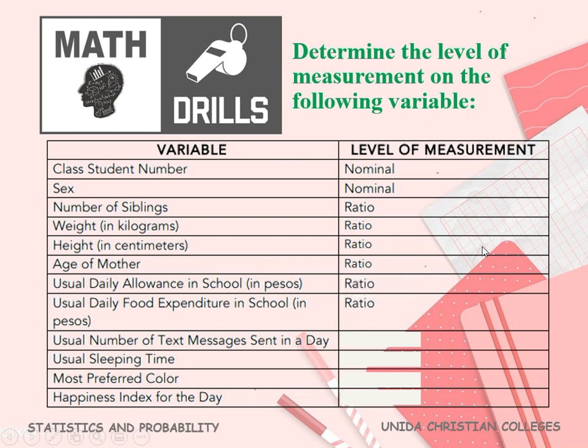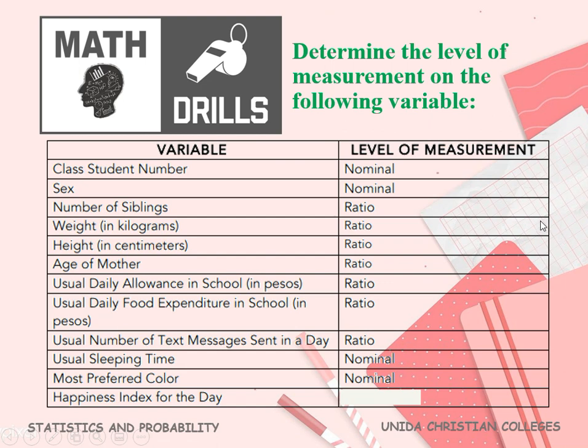Next, usual number of text messages sent in a day. Okay, that is also a ratio. Usual sleeping time, kung anong oras ka natutulog. Ayan, nominal lang. Okay? So, kakategorize mo lang din naman yan, no? As kung anong oras ka natutulog, let's say, starting 6 p.m., 7 p.m., 8 p.m. Ayan, most preferred color. Favorite color mo. Of course, same, that is nominal. Kakategorize mo lang din yung mga colors. Ayan, wala rin pong ranking yan, ha?